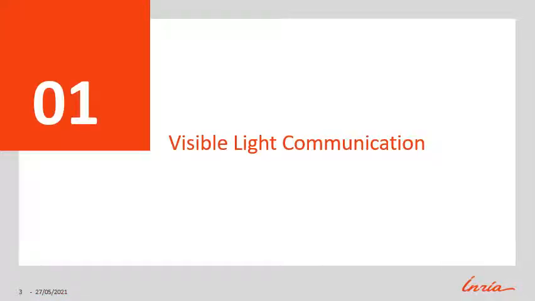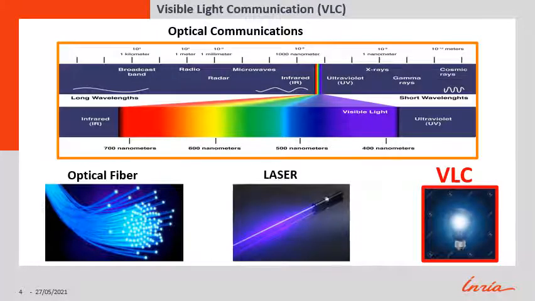So, what is visible light communication? Visible light communication is a subset of optical communications, like all the techniques which use light, which is the portion of the electromagnetic spectrum that we could see with human eyes, namely in the range between 400 and 700 nanometers.